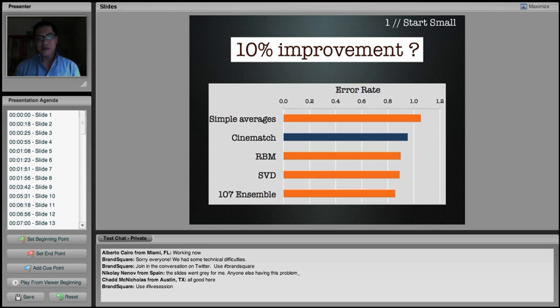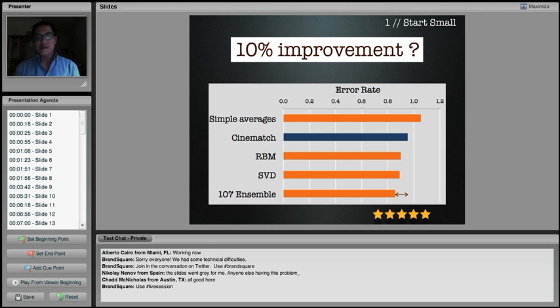Then the winner of the competition, which is what I labeled 107 Ensemble here at the bottom of the chart, actually achieved an error rate of about 0.85. So what won them the competition, the 10% improvement, is really 0.1 on this error scale. And 0.1 is really interpreted as 1/10 of 1 star on that 5-star rating scale.